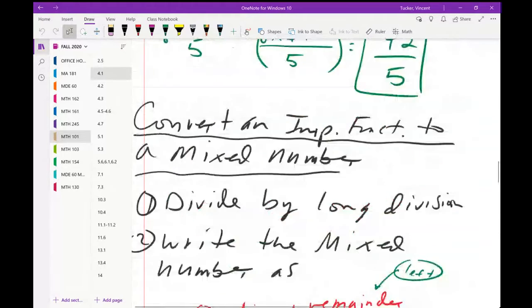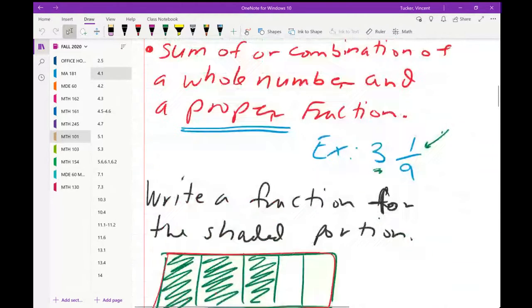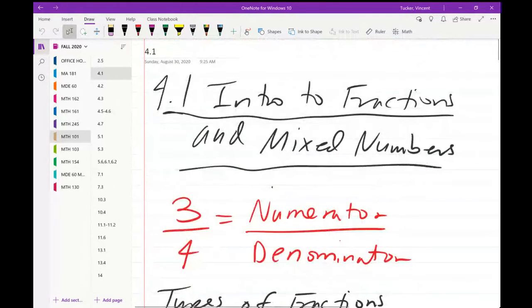That's not that bad. We can go ahead and do this. Got a few minutes left. So next section is 4.1, Introduction to Fractions and Mixed Numbers. So in the example of 3/4, our top number is our numerator, denominator is our bottom number. That will always be the case when you look at your fractions. Your top number will be your numerator, bottom number will be your denominator.